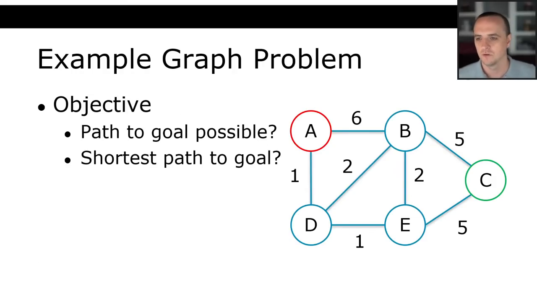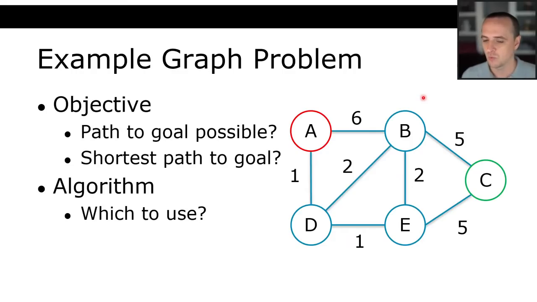So what is the objective here? Maybe we're trying to ask our algorithm, hey, is a path to the goal possible? Is it possible to get from A to C? Well, as humans, we can glance at this graph and say, yes, it is. It's easily possible to get from A to C. We may ask the harder question of what is actually the shortest path to the goal, given the costs of these actions. Now, based on which of these objectives we have, we're going to ask which algorithm should we use, right?